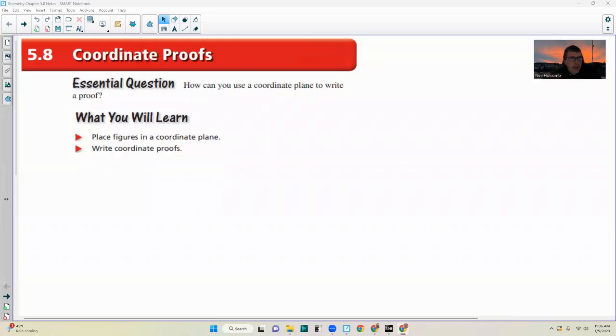All right, chapter 5.8, coordinate proofs. Essential question is, how can you use a coordinate plane to write a proof? And what you will learn in this chapter section is how to place figures in a coordinate plane and how to write a coordinate proof. So let's take a look.